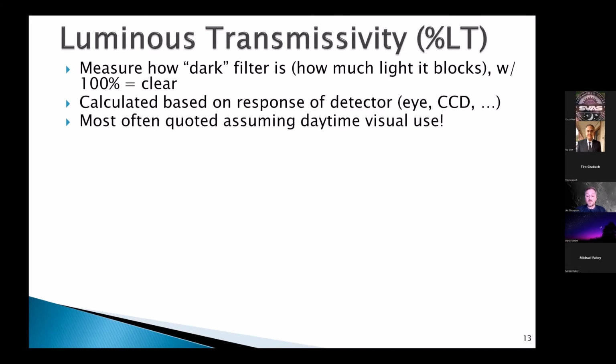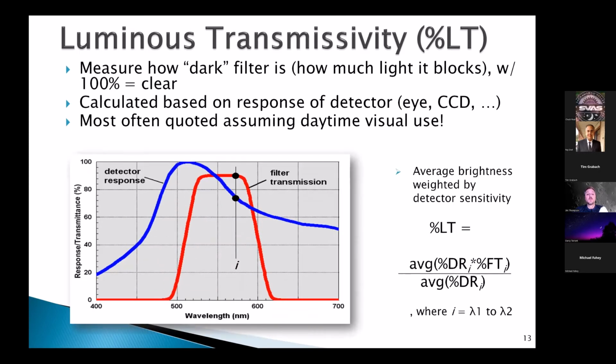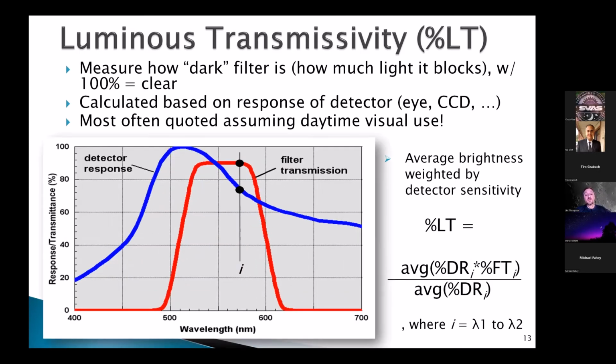For whatever reason, it seems that the value of %LT that you sometimes find quoted on a manufacturer's website is the value for daytime human eye use. For those interested, the actual calculation of %LT is simply an average where the filter transmissivity at each wavelength is weighted by the sensor sensitivity at the same wavelength.